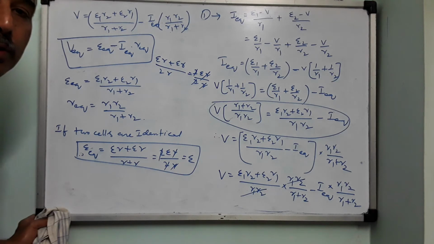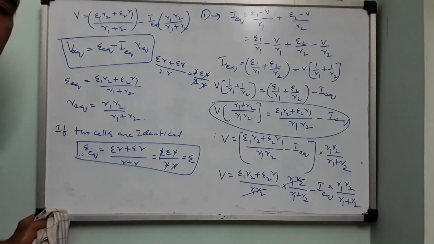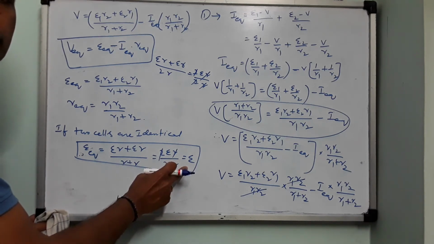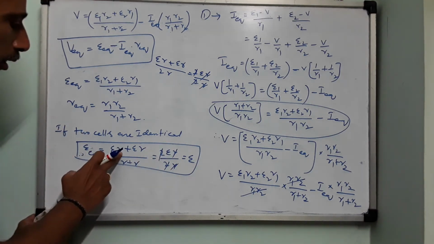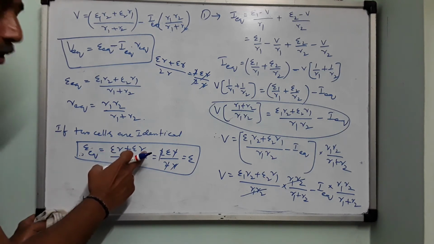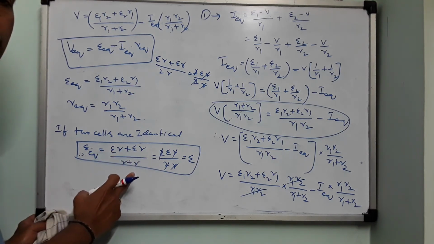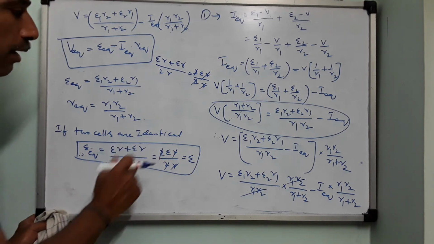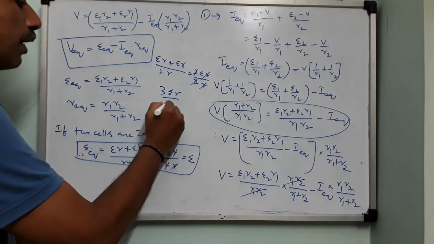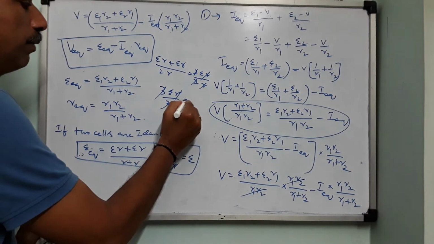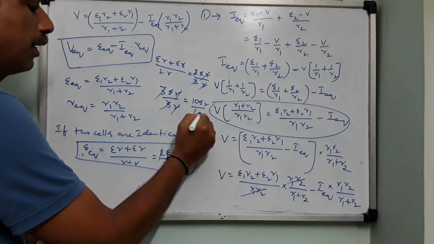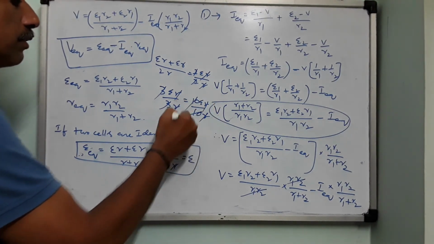E. That means, though you have two cells connected in parallel, the net of this is not going to be 2E or anything else like that. It is only going to be what? E. Suppose 3 identical cells are there. What will come here? ER plus ER divided by R plus R plus R. So 3ER divided by 3R. RR cancel, 3 cancel. Suppose 10 cells are there. This will be 10ER divided by 10R. RR cancel, 10 cancel, E you will get.